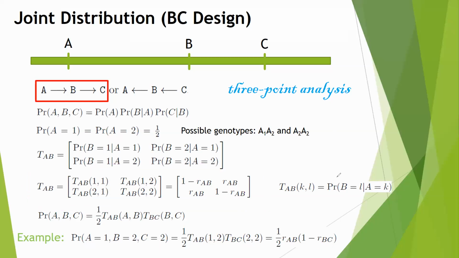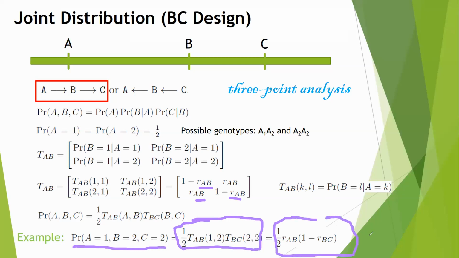Okay, I'm going to talk about more complicated situations, but this is the most important, easy one. Everybody needs to understand it, and I could give you some questions like this. I can give you some values for RAB and RBC, and ask you to help me calculate the probability of a specific genotype obtained from this backcross design. You need to use this formula and find the right numbers to calculate this probability. Any questions here?